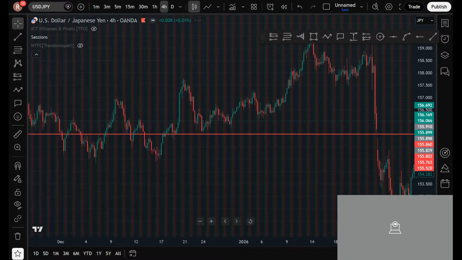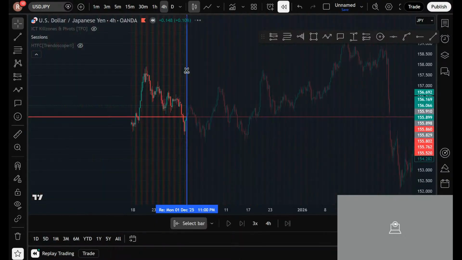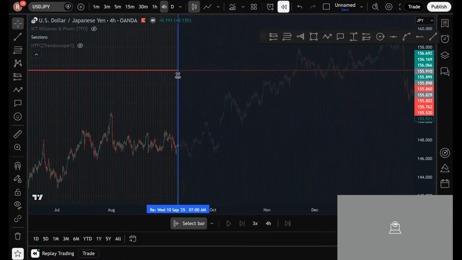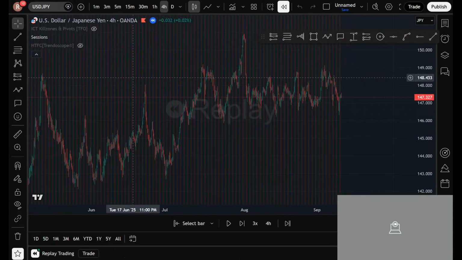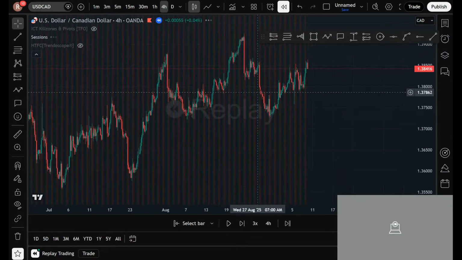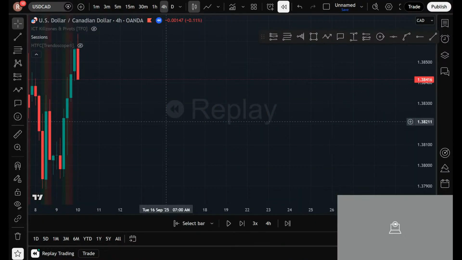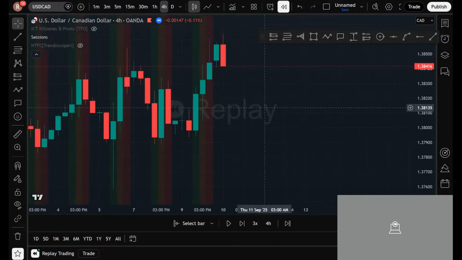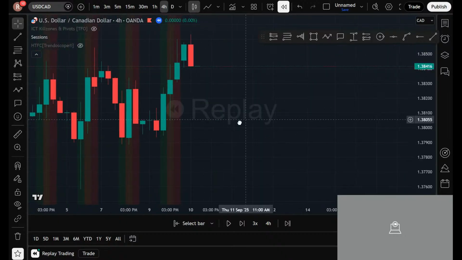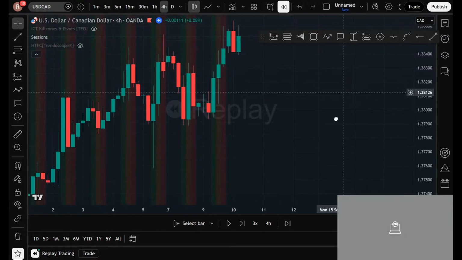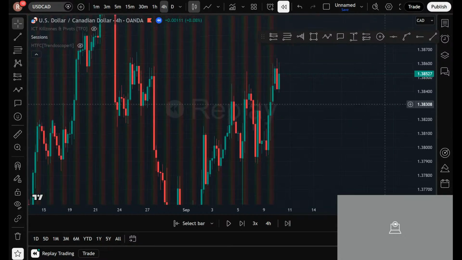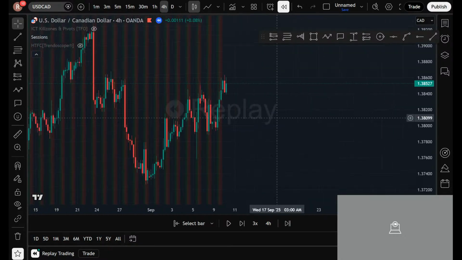Okay, so I'm going to backtest this, then I will show you how I'm going to trade USD CAD. Which one do you want? Any pair I can trade. So let's see USD CAD. I'll show you step by step how I am going to think during my trade.